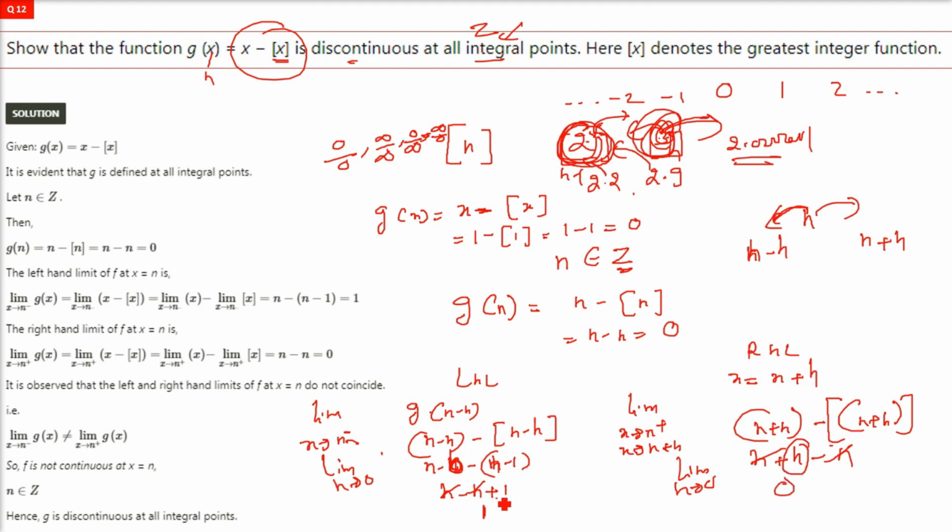The left hand limit is 1, right hand limit is 0. The value of the function at some value n is going to be 0. So these three values don't match, only two values match. But even before going to the value of the function at n, the left hand limit and right hand limit by themselves are not equal. And when they are not equal, you can say that this function is discontinuous. Continuity and discontinuity, the basic step is LHL has to be equal to RHL, which is not the case here.